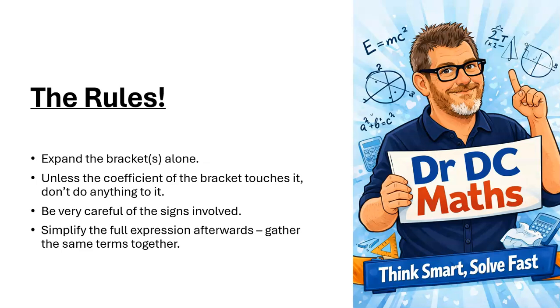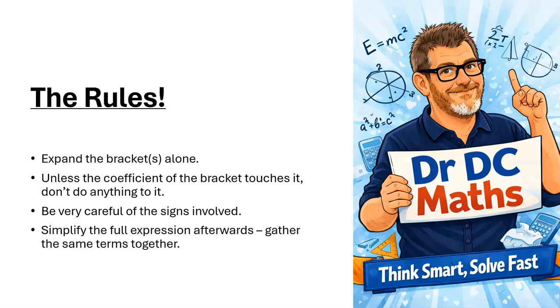Now, unless the coefficient of the bracket touches it, you can't do anything for it. We had a few examples of that a moment ago. Be very careful of the signs involved, and I illustrated and showed you how we can either A, deal with it, or B, spot what's going to happen. And then the final part is we always simplify the full expression afterwards by gathering the same terms together.